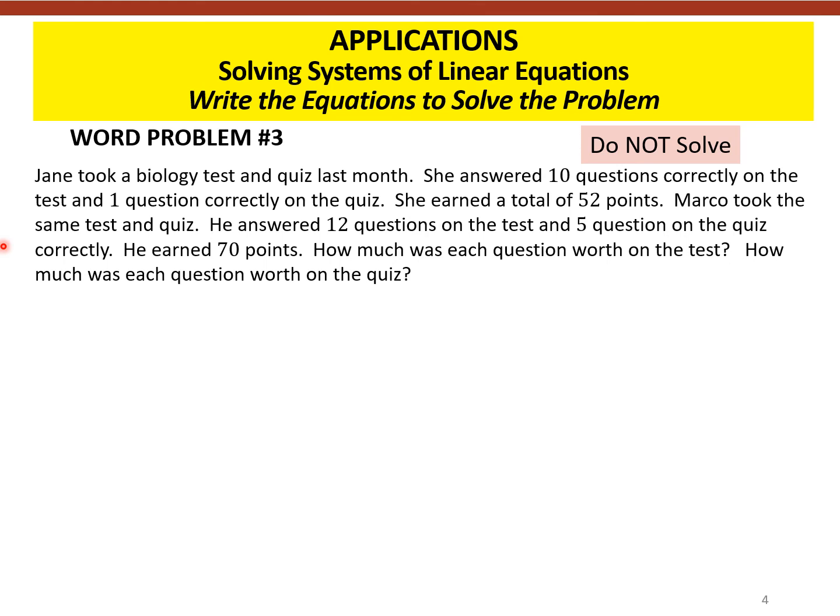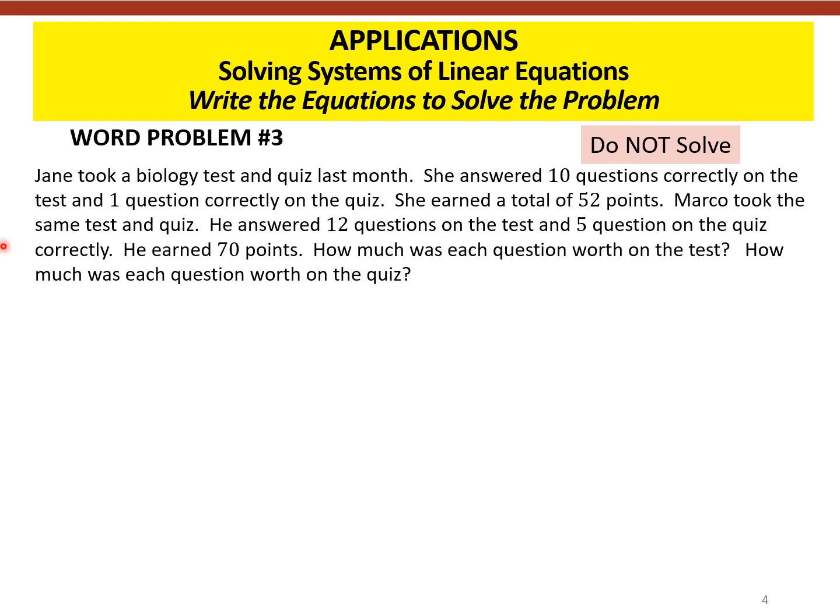Wow. She answered 10 questions correctly on the test and 1 question correctly on the quiz. She earned a total of 52 points. Marco, oh, we've got Marco. He took the same test and quiz. He answered 12 questions on the test and 5 questions on the quiz correctly. He earned 70 points. How much was each question worth on the test, and how much was each question worth on the quiz? So what did we get for this? We got a Jane, we have Marco, they took tests and quizzes, and they answered them correctly. Good. So now we have the idea of what we're discussing.